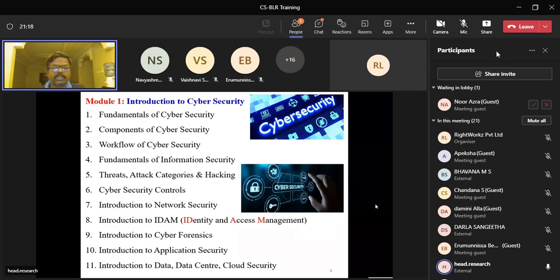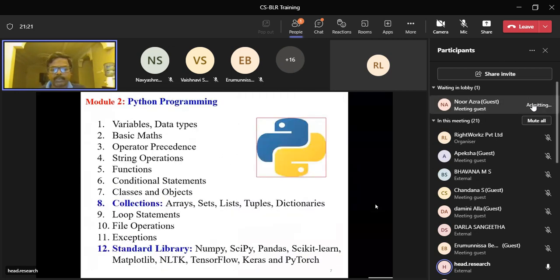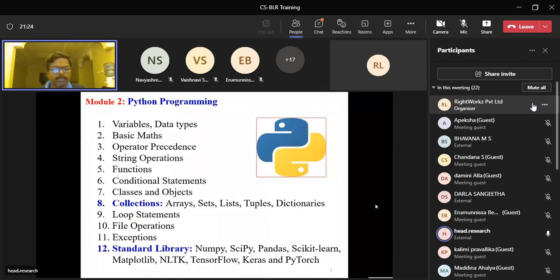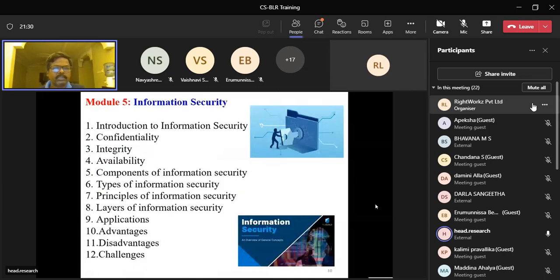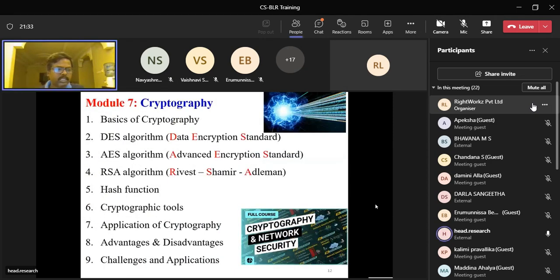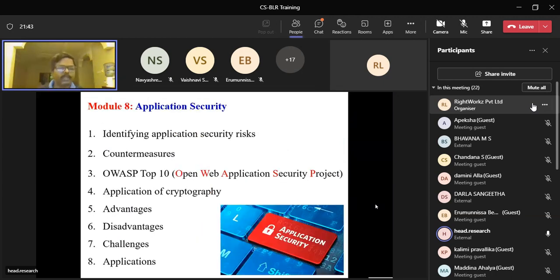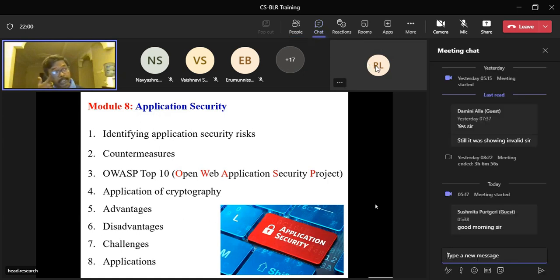Introduction to cyber security we have explained, Python programming we have completed, and computer networks, cloud computing, information security, network security, cryptography. So these are the 7 modules we have completed so far. Now the 8th module is application security. What is meant by application security? Application means, for example, you are using Gmail, which is one application for communication between you and your friends. So for one-to-one communication we are using the Gmail application.